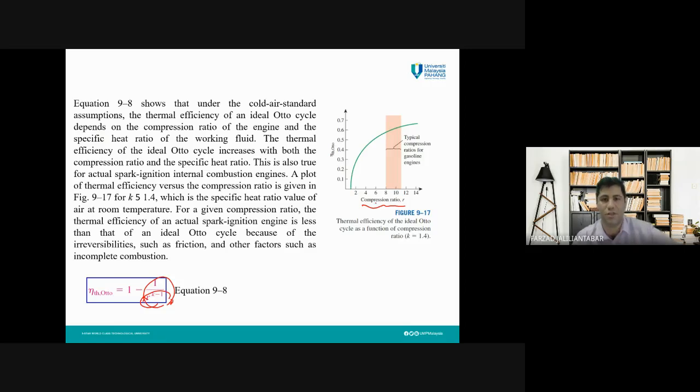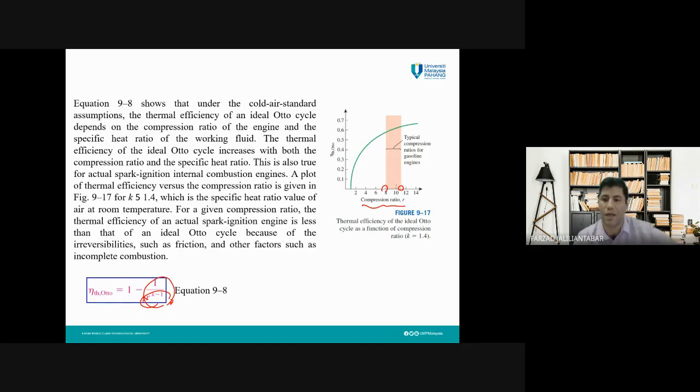The compression ratio is a number, and you can see here 2, 4, and so on. But generally, the compression ratio for a spark ignition engine is between 8 and 11 or 12. This is a typical compression ratio for a gasoline engine.